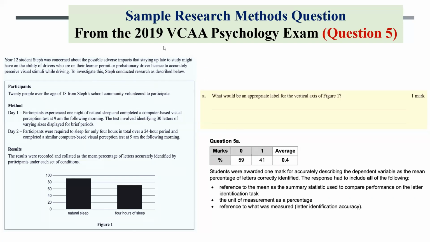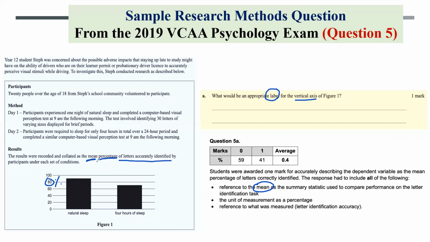Students lost so many marks on this question because a lot of students might not have known what was meant by the word label. They might not have been able to understand what the vertical axis is, or they might have labeled the y-axis as being like sleep deprivation or given it a wrong label. Okay, so you were only given 1 mark if you were able to say that it was the mean. Remember, mean. Okay, that it was the percentage that was the measurement. This is not 80 centimeters, for example, this is 80%. And of letters accurately identified.